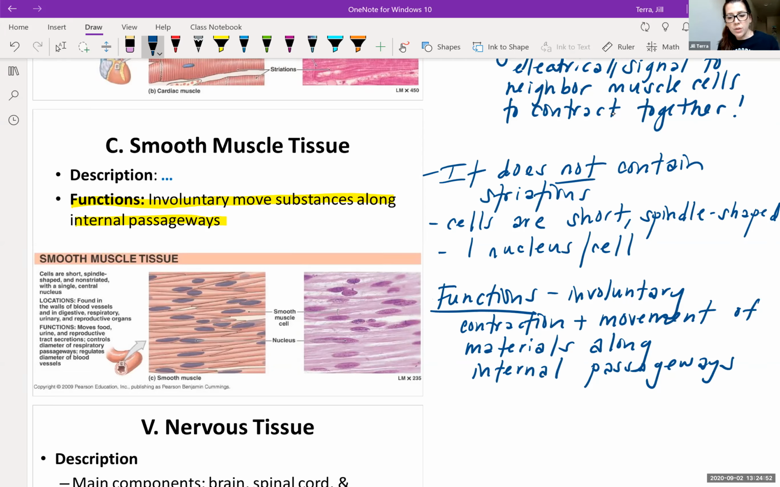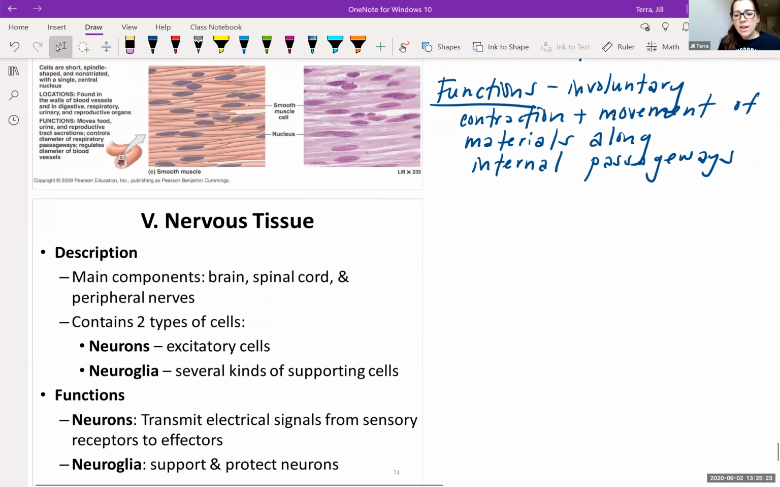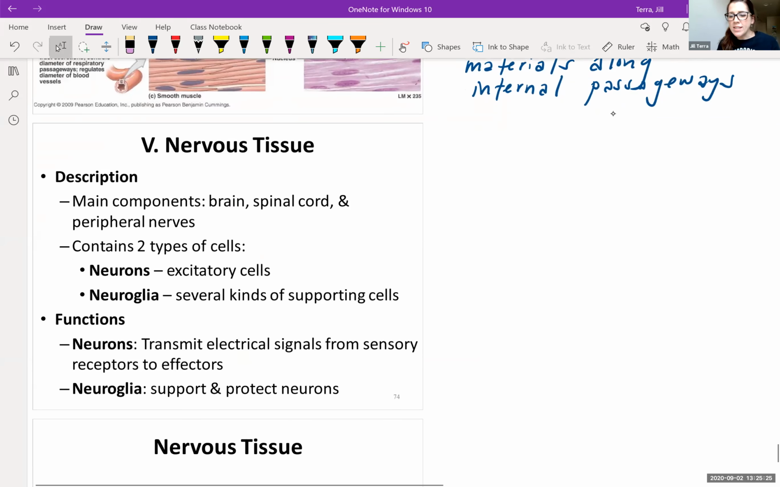Food, urine, various cells and secretions in the reproductive system, mucus, blood, feces, right? All kinds of stuff that gets moved along by the involuntary contraction of this tissue, right? You're not telling your digestive tract to contract, right? It's doing it all on its own. So that's involuntary. All right, last major type of tissue, nervous tissue of the nervous system.